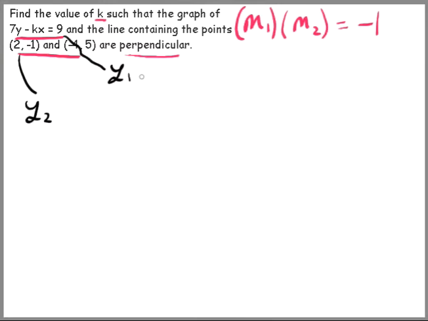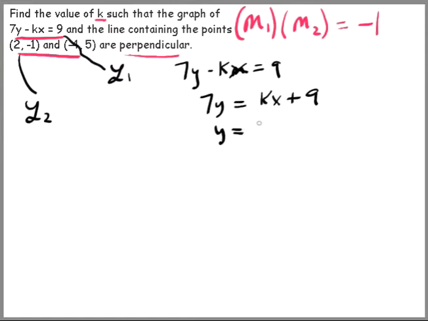First, let's return to line 1 and find the slope. I'm going to go for y equals mx plus b format here. So I'm going to add kx to both sides. And when I do that, I get this. Going for y equals mx plus b, all I need to do here is divide both sides by 7. When I do that, I have y is equal to k over 7 times x plus 9 over 7. Here is the slope of line 1.